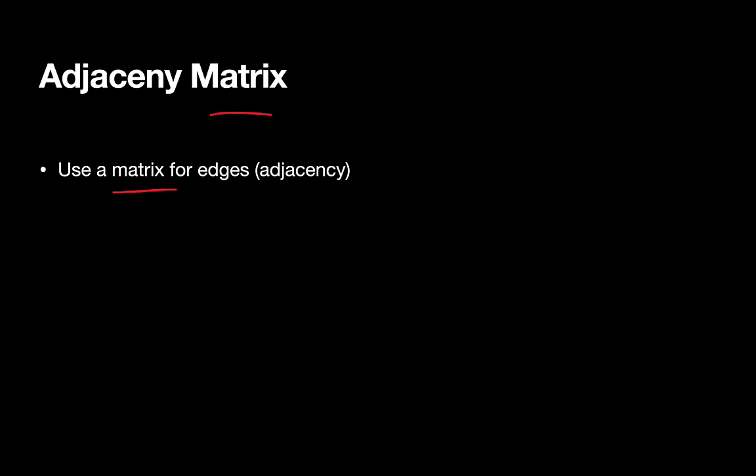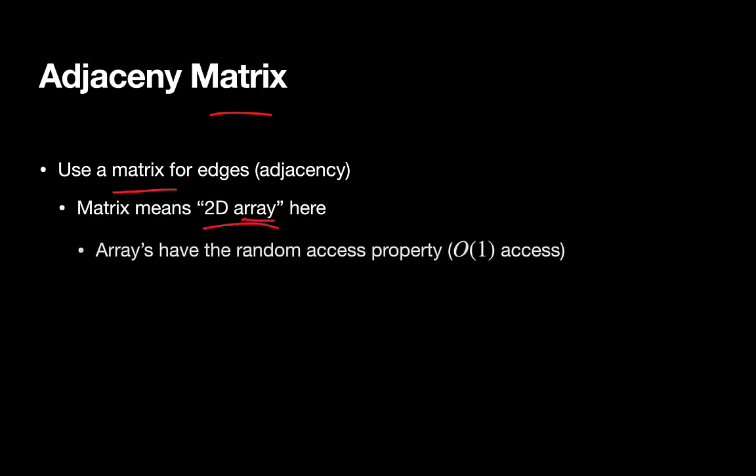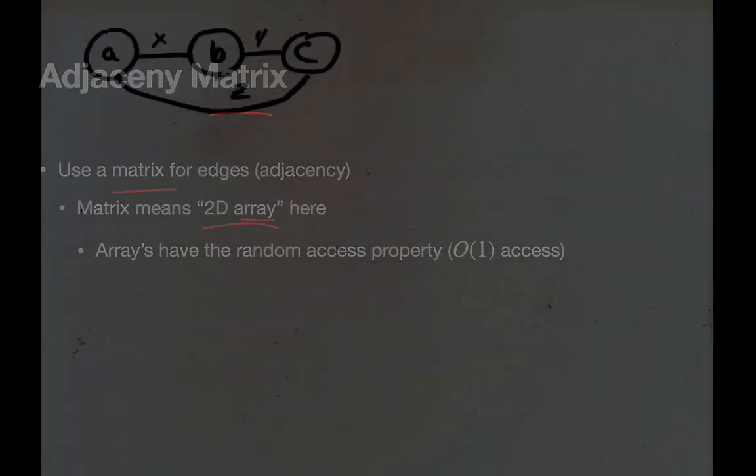So it's going to use a matrix for edges, and really by matrix we mean a 2D array. And if you remember, the idea of an array is that it has this random access property, so we can get to any particular element in constant time given its indices. Okay, so let's go ahead and take a look at this with our previous example, our simple small graph.